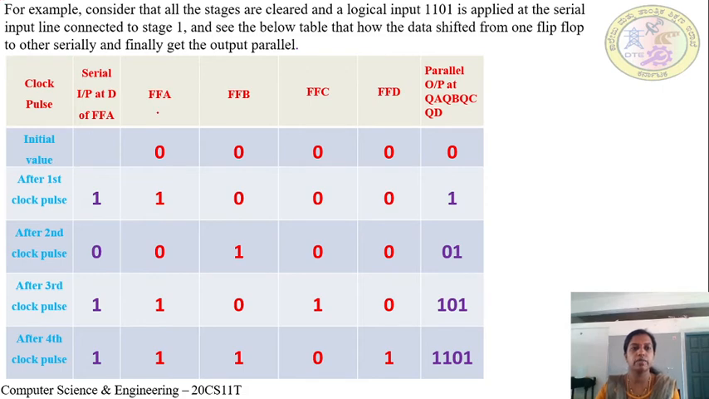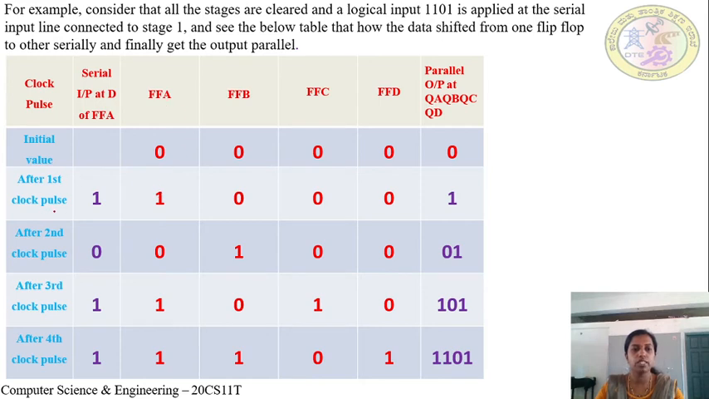Next, we consider the table. Here, the logic input 1101 is applied at the serial input line connected to stage 1. See in the table how the data is shifted from one flip-flop to the other serially and finally gives the output in parallel. The initial value of all the flip-flops is 0, so the parallel output at QA, QB, QC and QD is 0. Now the first input bit is taken as 1, and it is given as the D input of FFA.